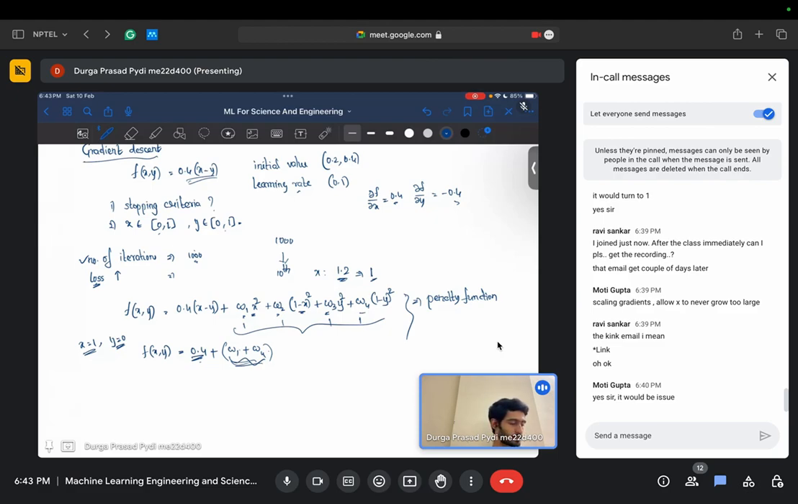Maybe I should have formulated it in a much better way. Instead of this square, if I just put 1 minus x, yeah, I should have formulated it in a much better way, then it would have been much more proper.